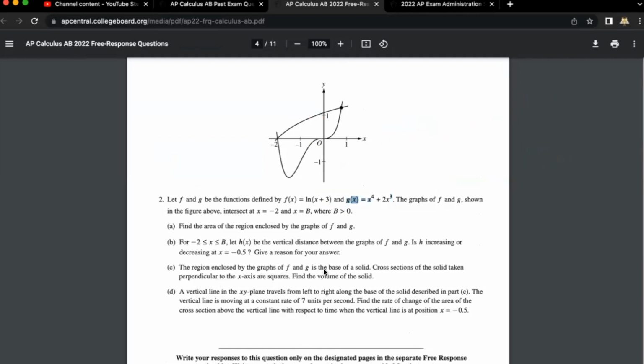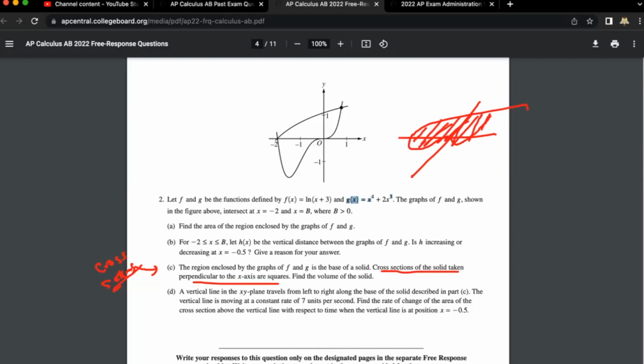C, the region enclosed by it is the base of a solid. Okay, so now keep in mind, this is what we do as cross sections. Now, this is the base. The cross sections of the solid are squares. So you can imagine this graph was sitting on the ground, like you drew this on a piece of paper.